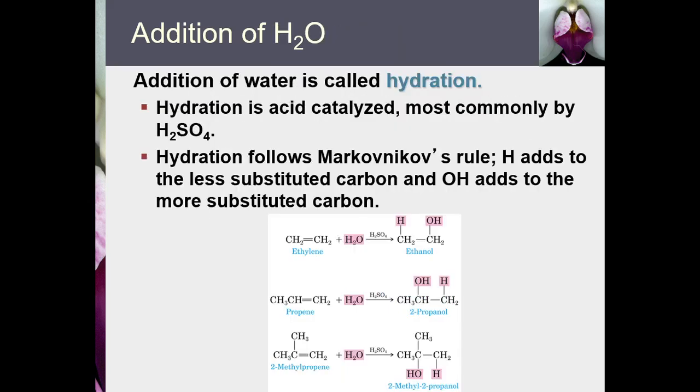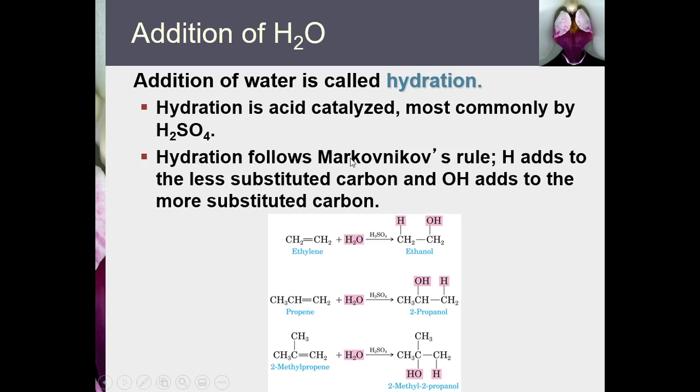Now, we will proceed to this one. This is called addition of H2O or water. So this is called hydration reaction. So hydration is acid catalyzed. So it means meron kang participation ng acid. And most commonly used is H2SO4 or sulfuric acid. So hydration also follows Markovnikov rule.